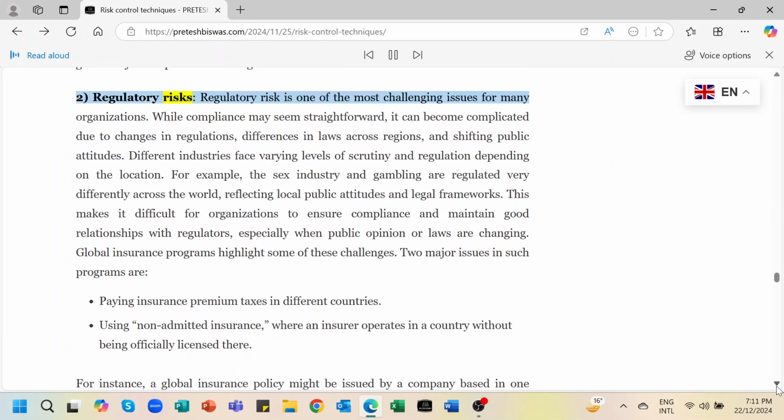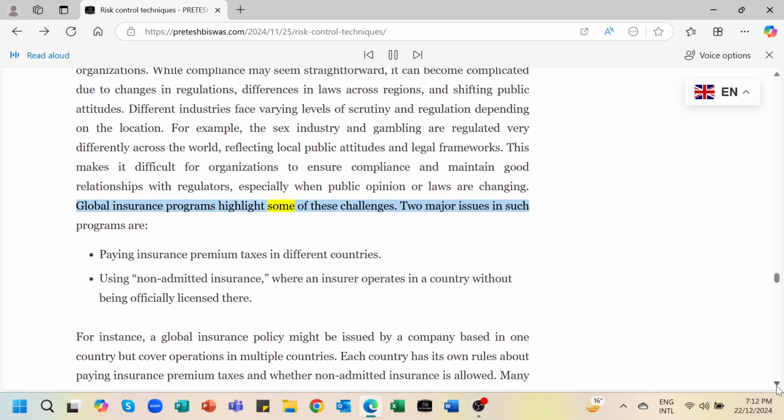2. Regulatory risks. Regulatory risk is one of the most challenging issues for many organizations. While compliance may seem straightforward, it can become complicated due to changes in regulations, differences in laws across regions, and shifting public attitudes. Different industries face varying levels of scrutiny and regulation depending on the location. For example, the sex industry and gambling are regulated very differently across the world, reflecting local public attitudes and legal frameworks. This makes it difficult for organizations to ensure compliance and maintain good relationships with regulators, especially when public opinion or laws are changing. Global insurance programs highlight some of these challenges.